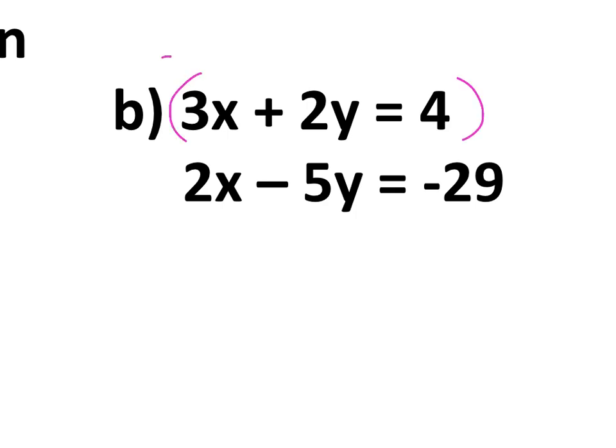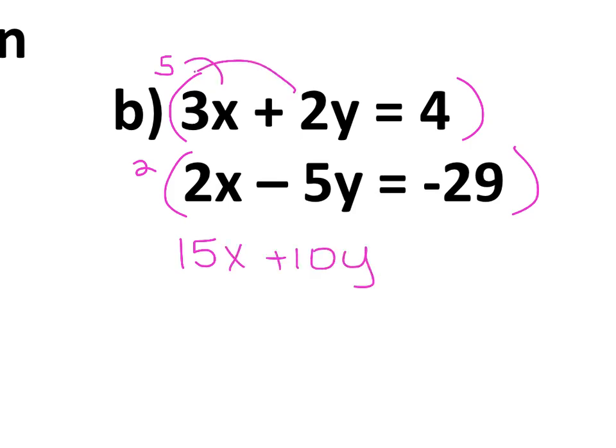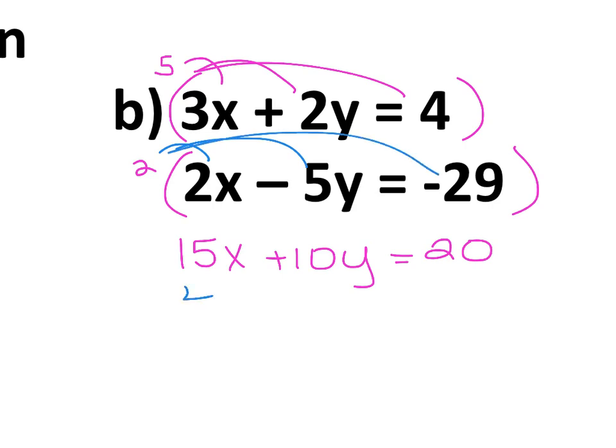I'm going to multiply this top one by 5 and this bottom one by 2. So in doing so, this becomes 15x. This becomes positive 10y, and don't forget to go across the equal sign. That becomes 20. Repeat that process here. 4x minus 10y equals negative 58.